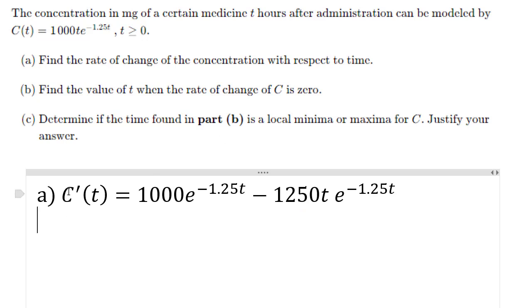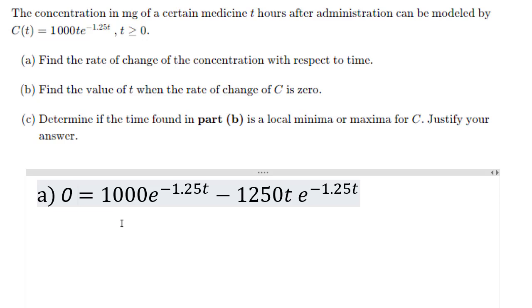Find the rate of change. Notice I've used the correct notation. You'll see a lot of students writing dy by dx there. There are no y's and x's in this question. We could write dc by dt if you like. So that's really nice. Then it says, find the value of t when the rate of change of c is 0. So that means just put this equal to 0. And we're just going to do a solve n here.